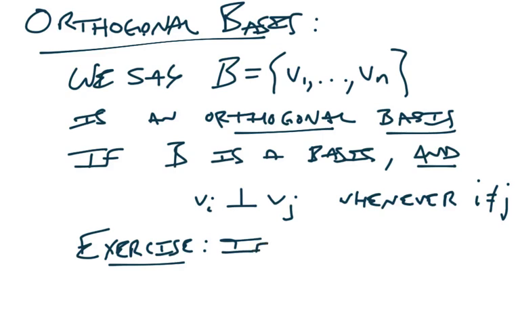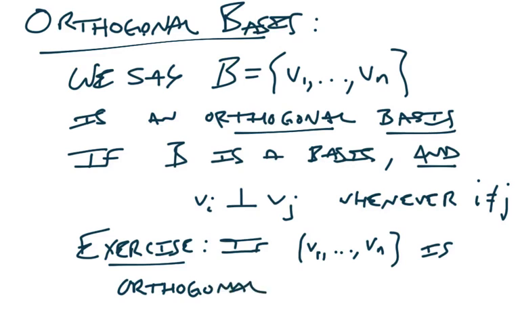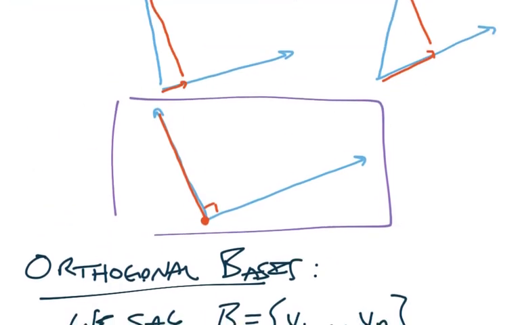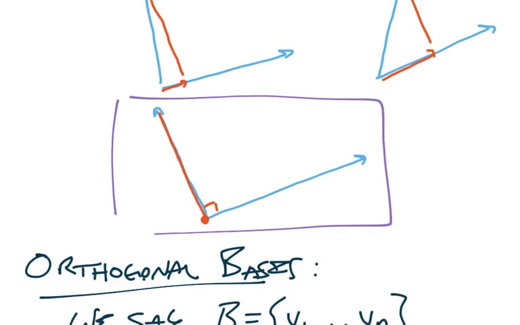If a collection of non-zero vectors, right? So I'm always talking about non-zero vectors here. I'm never going to include the zero vector in one of these collections because that would just be silly. So if this collection is an orthogonal collection, well, let's think about what that would actually mean. In terms of this picture in the purple box here, these two vectors are orthogonal to one another.